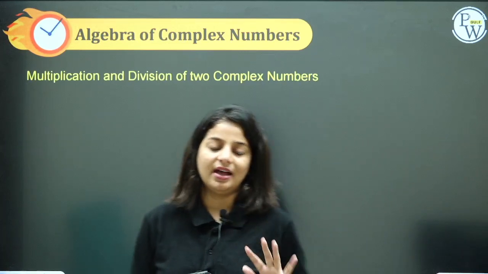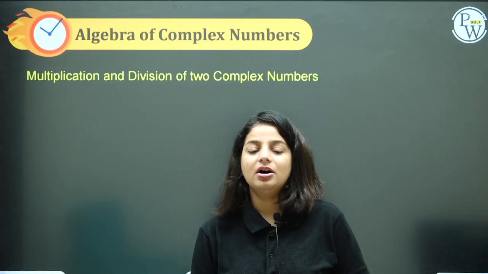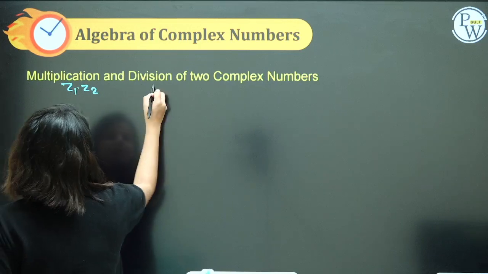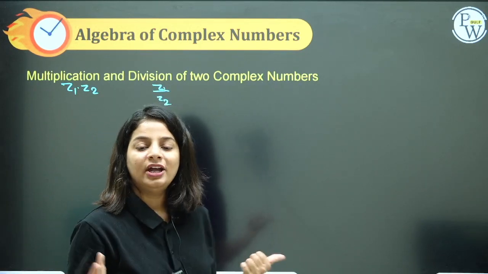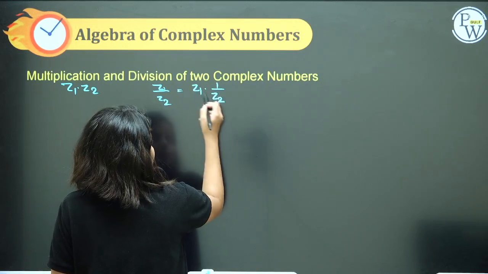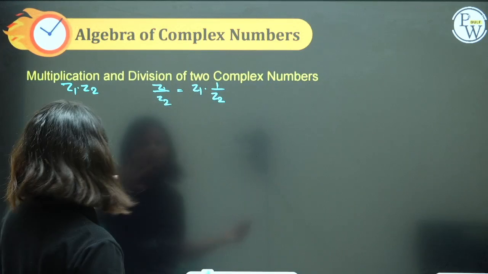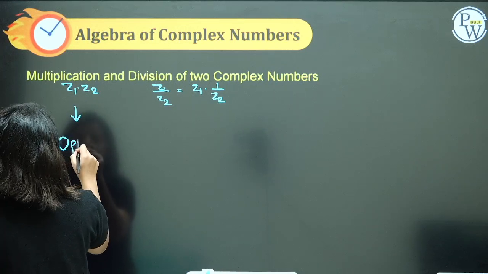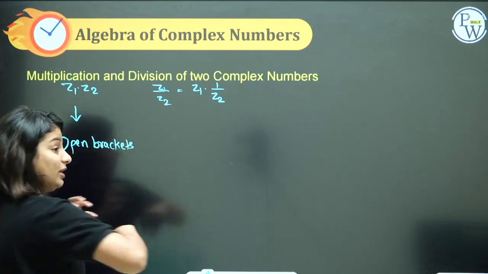Let's move on to the last part, which is multiplication and division of complex numbers. How do we multiply z1 into z2? So there is as such nothing like division, but you all know that division in a way is multiplication. z1 into 1 by z2. Division in a way is nothing but multiplication. All you're going to do in multiplication is normal multiply. Open the brackets. The way you open the brackets, multiply each term with each other term.